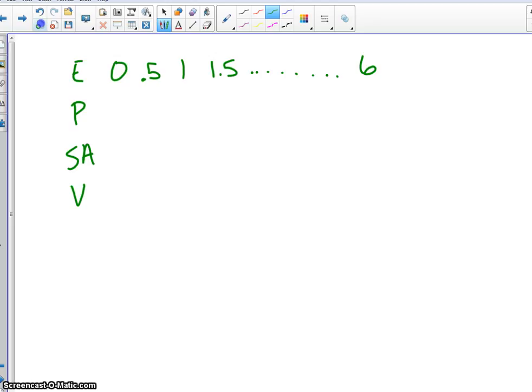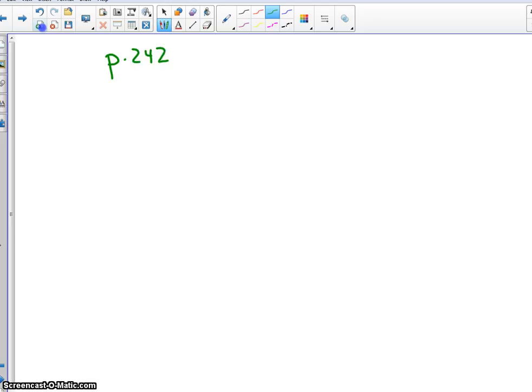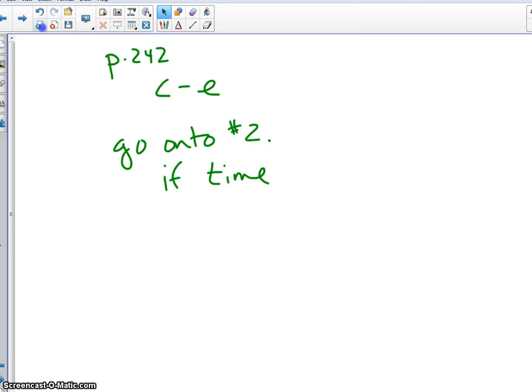So then as you move along and finish that, I would like you to continue on the next pages here. On page 242, you will then work on parts C through E. You should be able to finish this within the hour. If time permits, go on to number 2, if you're able to complete that on that same page, if there's enough time. So that's what you have for today. If you need to rewind this or go back at all to get the table or anything, please do.